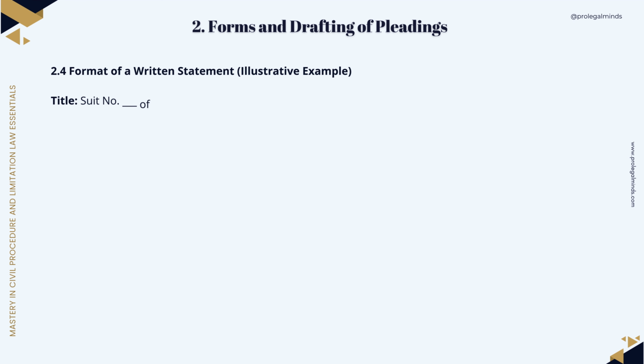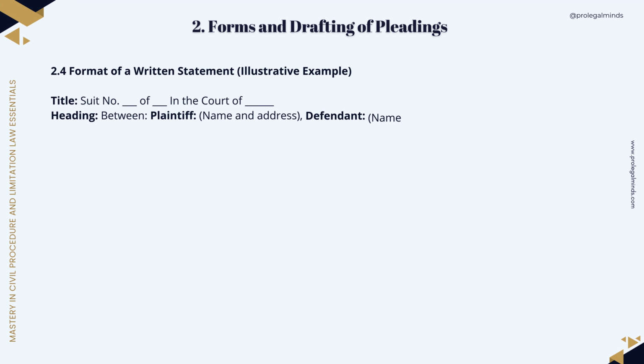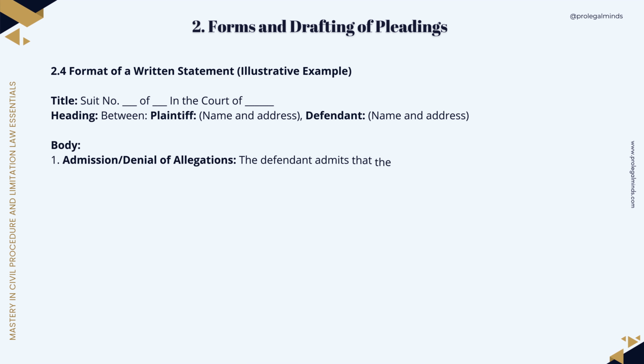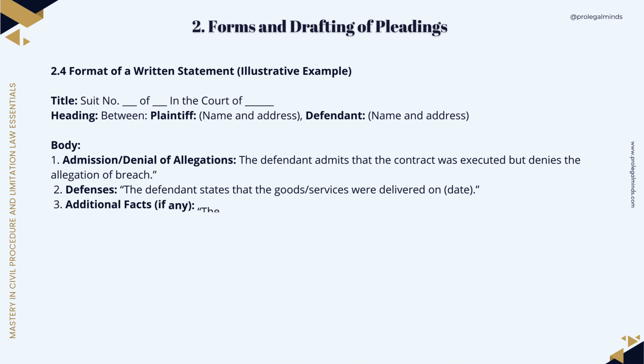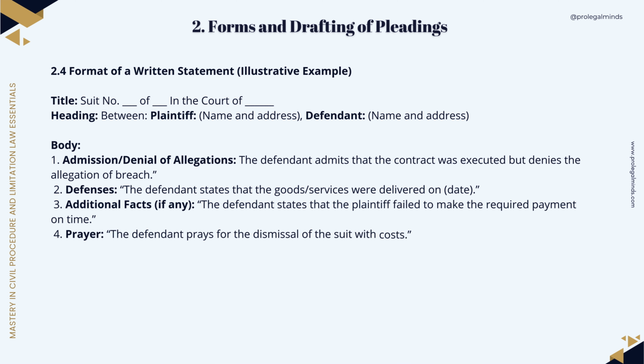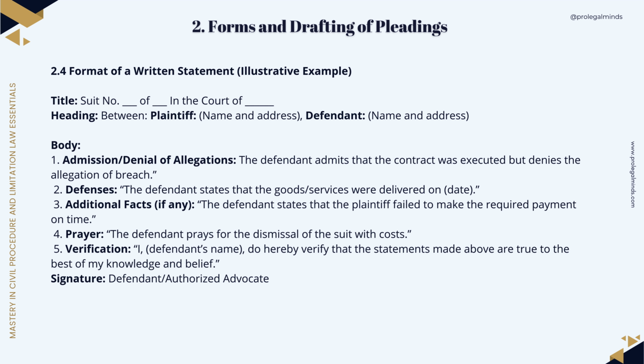Format of a written statement. Illustrative example. Here's how a written statement might look. Title. Suit number of in the court of heading between plaintiff, name and address, defendant, name and address. Body. 1. Admission, denial of allegations. The defendant admits the contract but denies the breach.